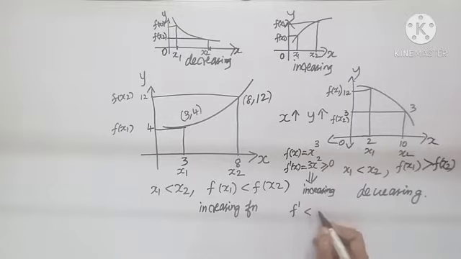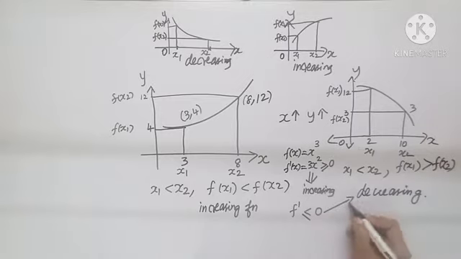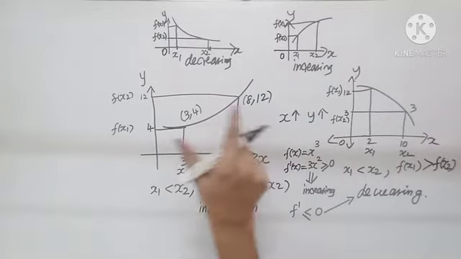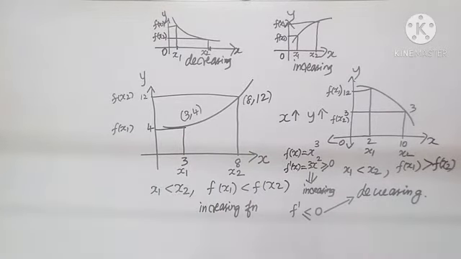If the derivative is less than 0 or less than or equal to 0, we call it a decreasing curve. So when we draw, we can analyze. Even otherwise, if we find the derivative, we can find out the answer. Derivative positive tells me increasing function. Derivative negative tells me decreasing function. Suppose I have only less than 0, I will call it strictly decreasing.